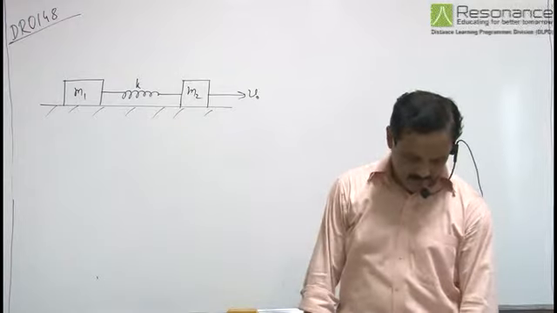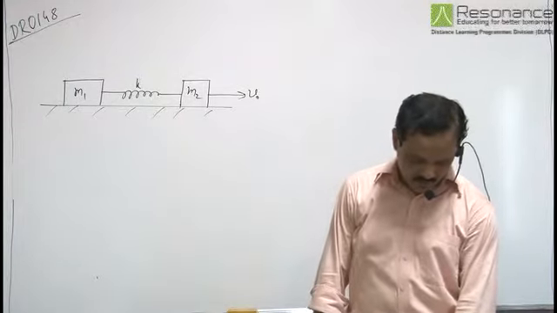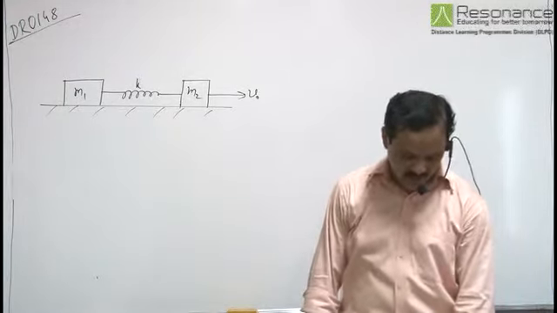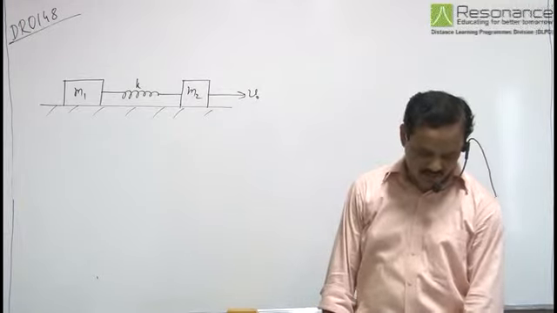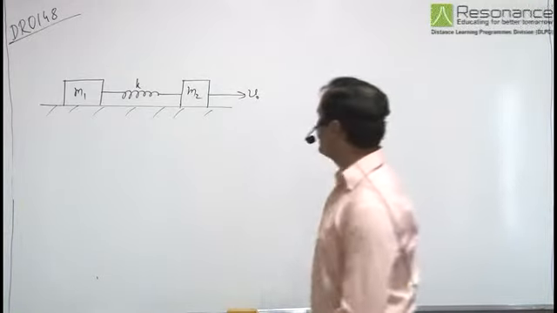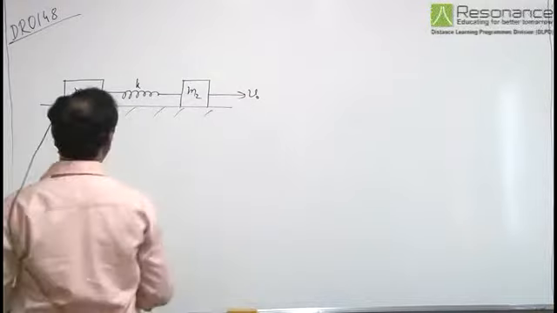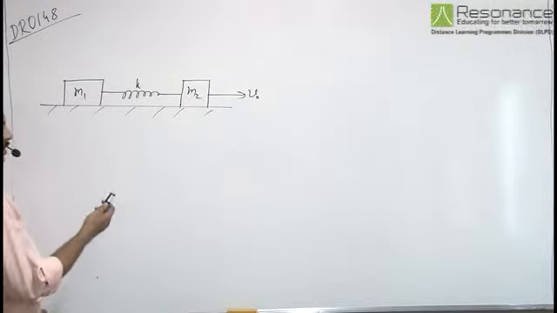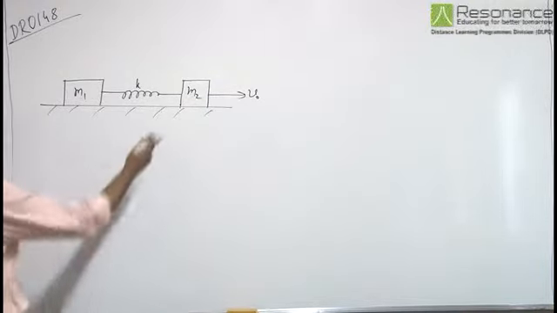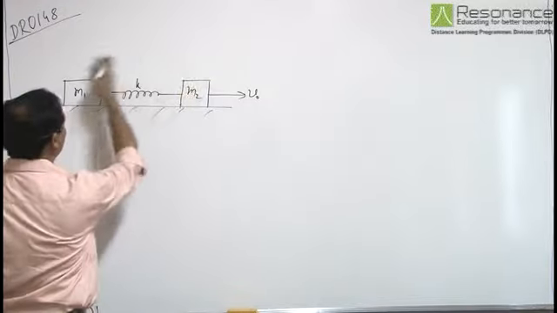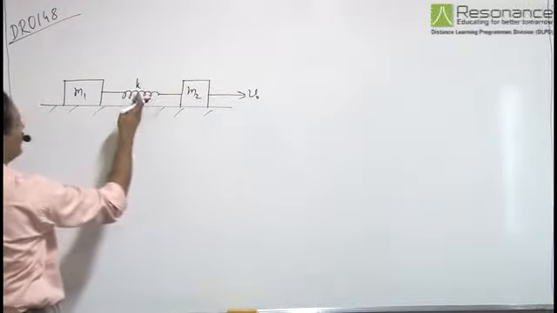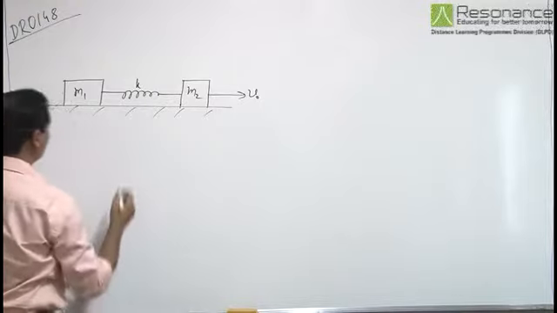If the system is kept on a smooth floor, then we need to find the velocity of center of mass and maximum elongation that the spring will suffer. So when a sharp impulse is given, then according to conservation of momentum, when the blocks move with the same velocity, that is the velocity of center of mass.